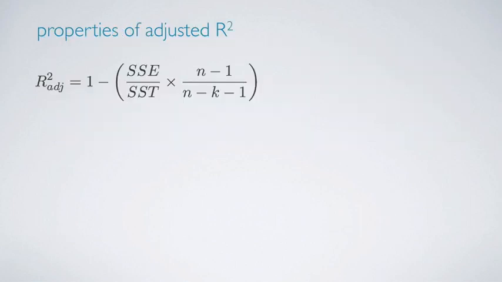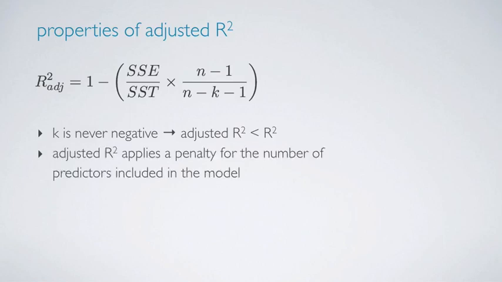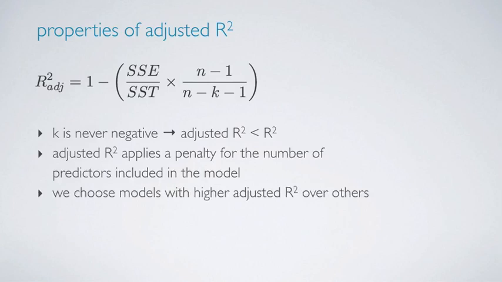However, if the added variable doesn't really provide any new information or is completely unrelated, the adjusted R squared does not increase. Some properties of the adjusted R squared. First, k, the number of predictors, can never be negative. Therefore, adjusted R squared is always going to be less than R squared. Second, adjusted R squared applies a penalty for the number of predictors included in the model. And third, we choose models with higher adjusted R squared over others. The decision criteria is based on adjusted R squared as opposed to R squared because R squared is always going to be higher for models with a higher number of predictors, but those may not always be the favorable ones.